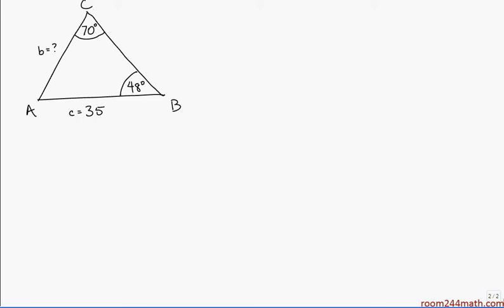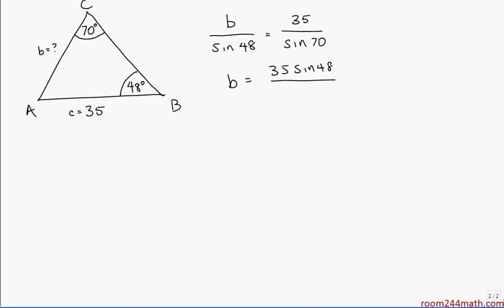And when I set up the sine law, again, I always start with my unknown. My unknown in this case is side B. So I put that first, and I put that as my numerator. The denominator will be the sine of angle B, which in this case is 48 degrees. And then since I started with a side as the numerator, I need to have another side as the numerator. That'll be side C, which is 35. And the denominator will be the sine of angle C, which is 70. So I now have an equation where there's just one unknown, and I can solve that quite easily by multiplying both sides by sine 48. And I get B equal to 35 sine 48 over sine 70. And at this point, I just punch that into my calculator, and I get approximately 27.7.